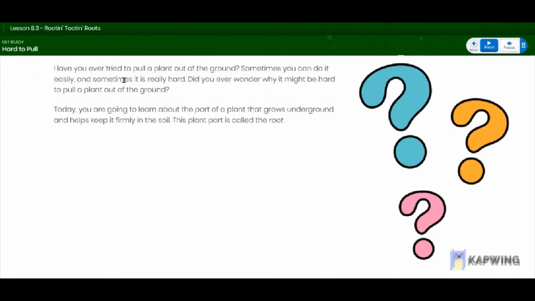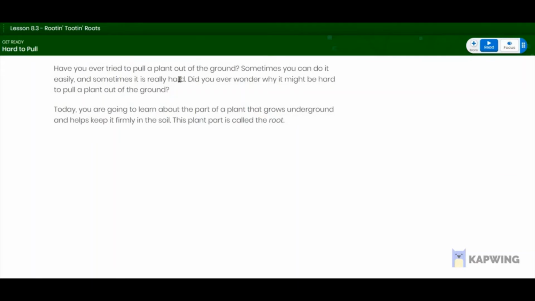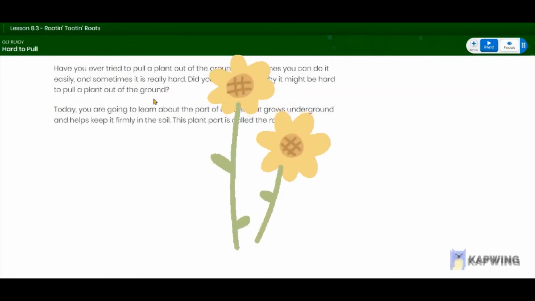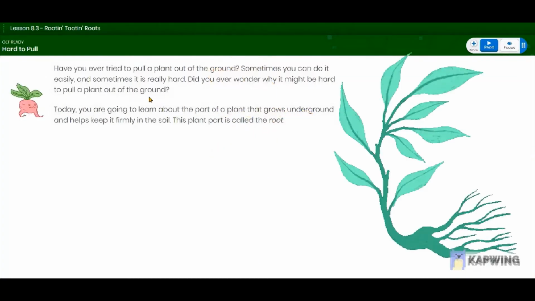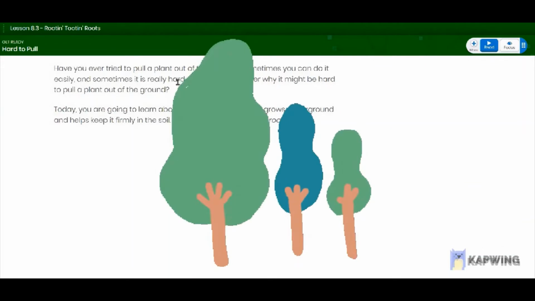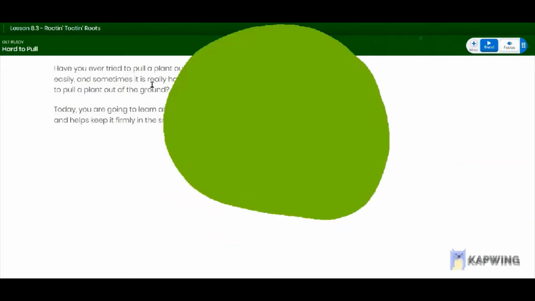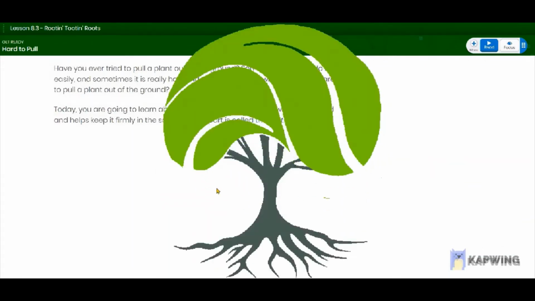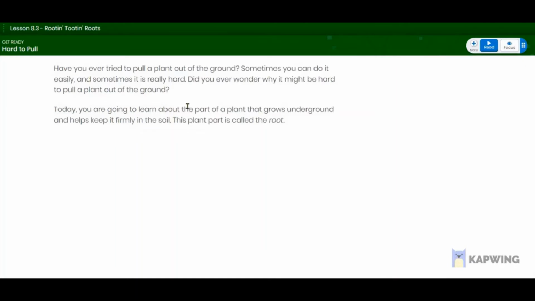Have you ever tried to pull a plant out of the ground? Sometimes you can do it easily, and sometimes it's really hard. If it's a small plant, you can easily uproot it, pull it out of the ground. But if it's a larger plant, where its roots are really long and extended, it's kind of hard to pull it out. Did you ever wonder why it might be hard to pull a plant out of the ground?